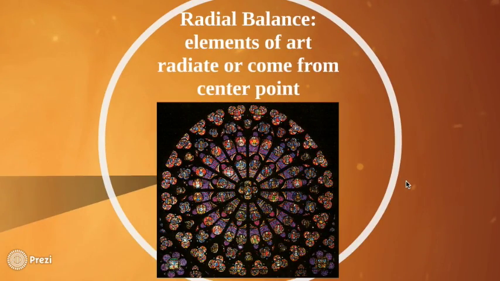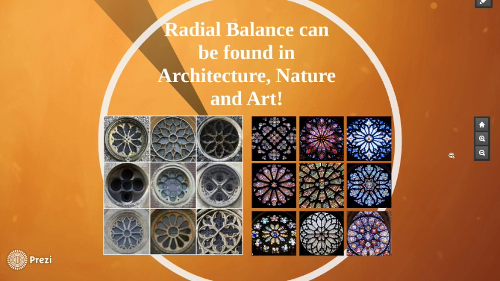Another beautiful example of radial balance would be this, what's called a rose window. This is stained glass, and we are looking at this from the inside of a church. All colors and shapes are radiating from that center point. You can find radial balance in architecture, nature, and art.